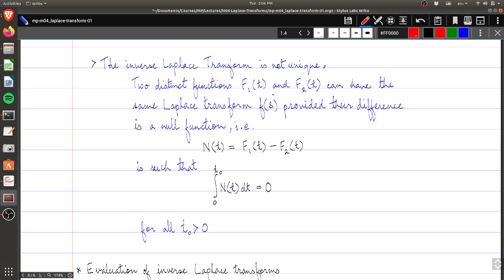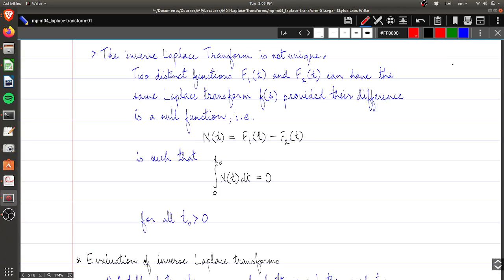When will two different functions have the same Laplace transform? Two functions f1 and f2 will have the same Laplace transform, provided the difference between the two functions, f1 minus f2, which I call n, integrates to 0 from 0 to some t0. If this integral happens to be 0, then we know that f1 and f2 will have the same Laplace transform. This is how we can figure out whether the inverse transform is unique or not.